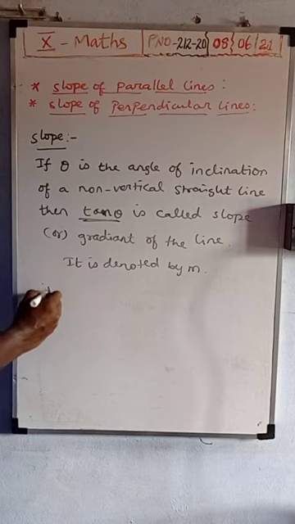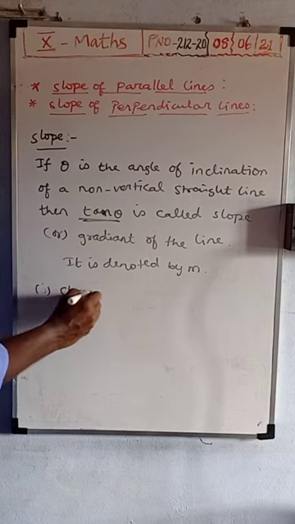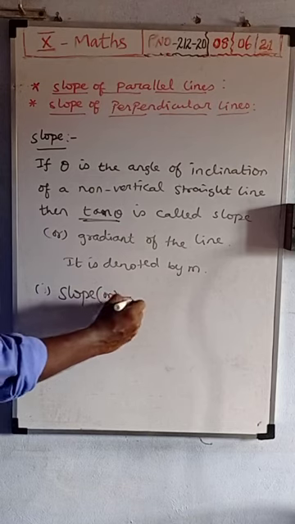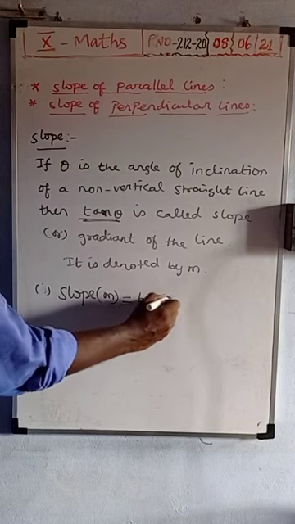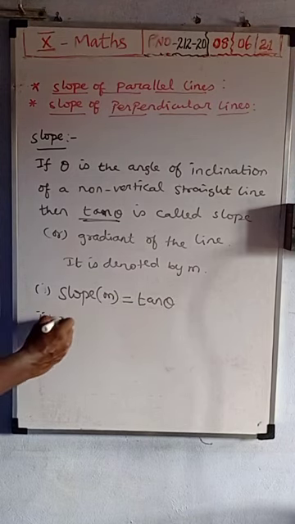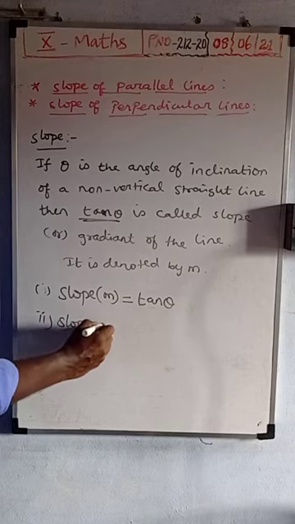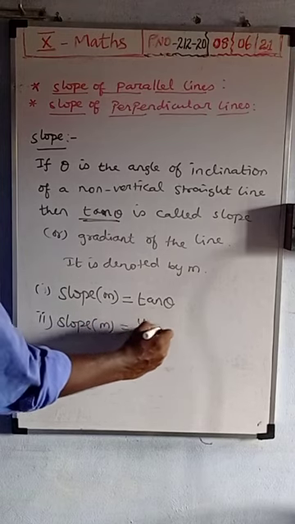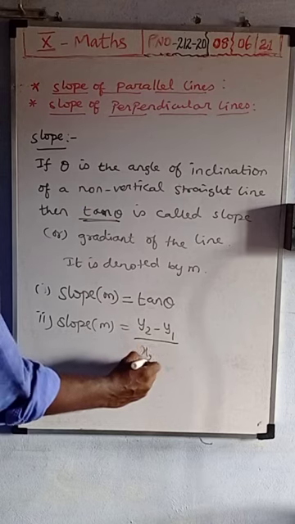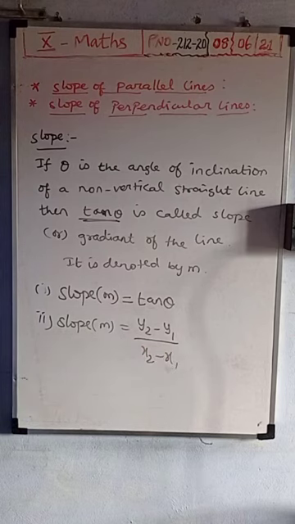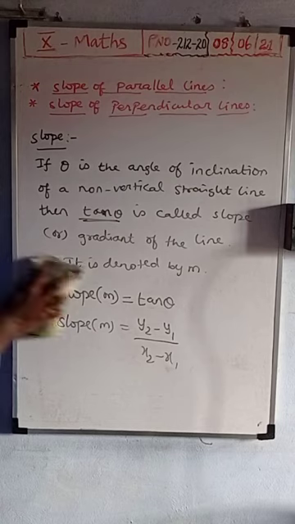So first, we know the slope: when the angle of inclination is given, the first formula is tan theta. When two points are given, the slope is y2 minus y1 by x2 minus x1. These two formulas we saw yesterday and worked out the problems. Now the first point, the slope of parallel lines.